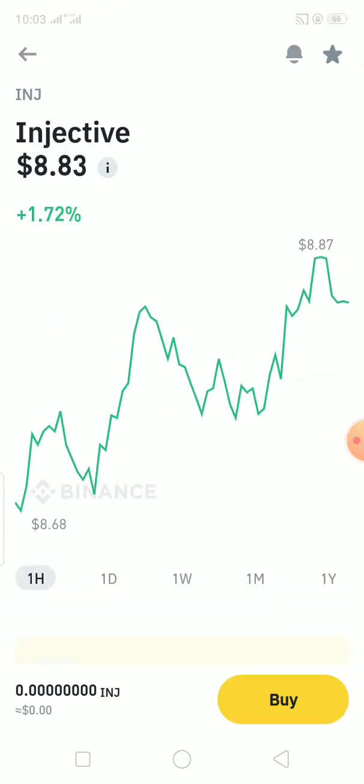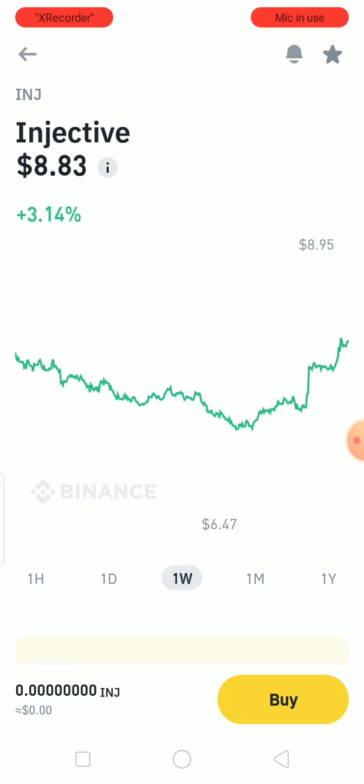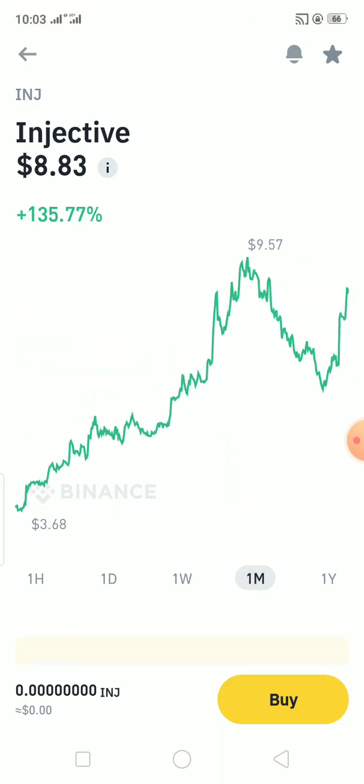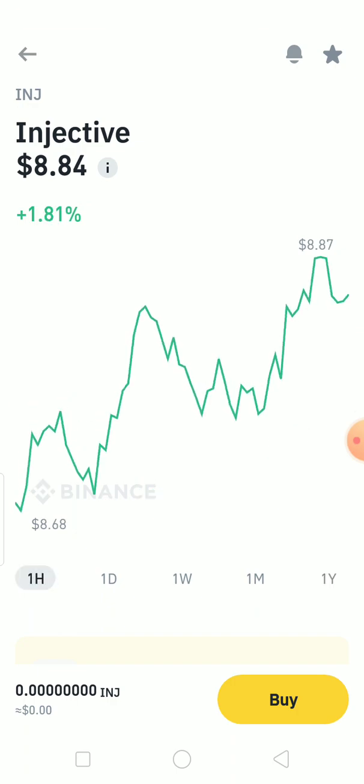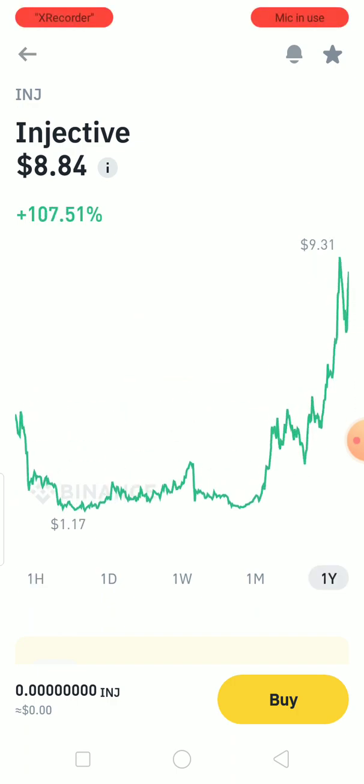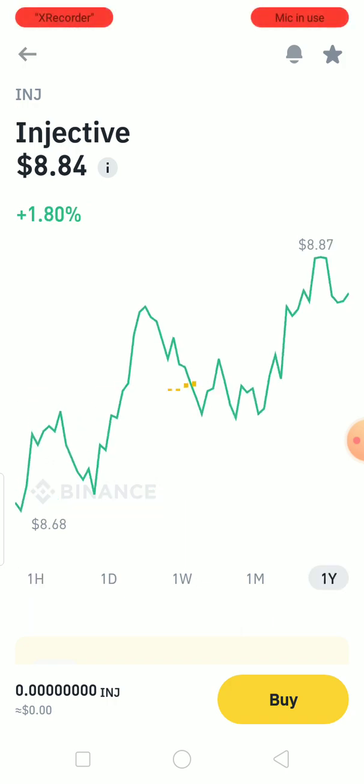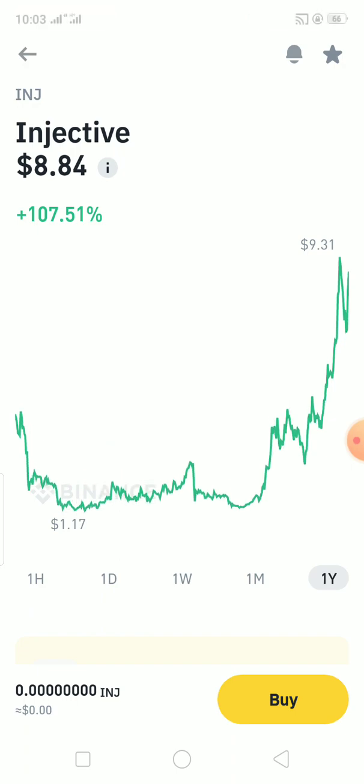Now how to buy it, you can see that they have a good chart, it's going totally upwards from 1 week. Okay, and here is 107% high, 107%. Wow. So we're gonna buy this. Okay, last year it was $1, now it's $9. For example, if you have invested $1 million, you have today $9 million.